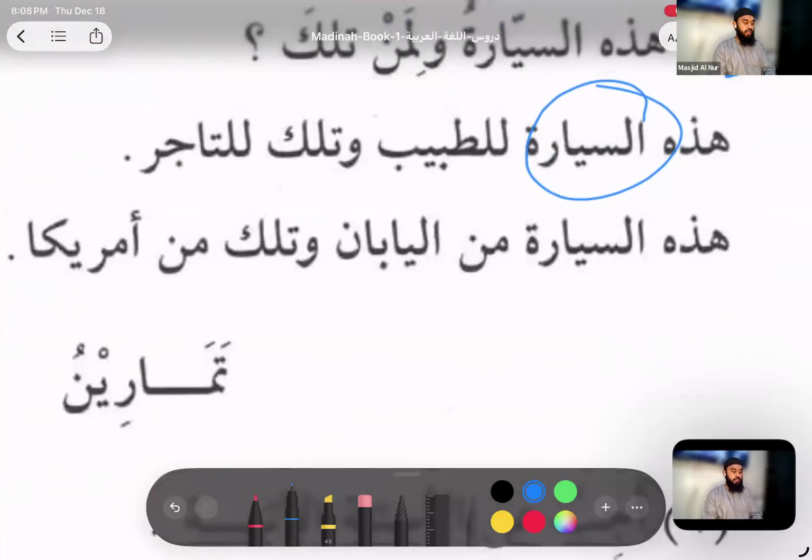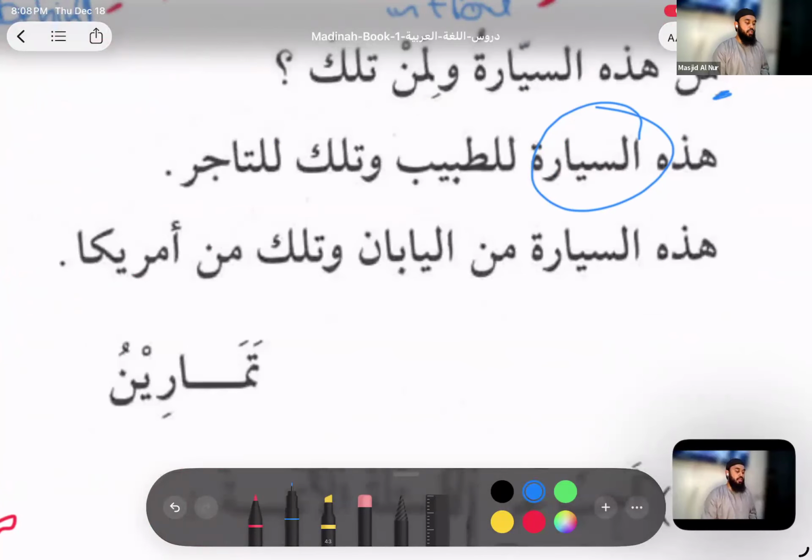Okay? Let me do the last one. هذه السيارة من اليابان وتلك من أمريكا. This is a Toyota and that is a GMC. I'm not translating literally, but this is a Japanese car. هذه السيارة من اليابان. This car is from Japan. وتلك من أمريكا. And that is from America. American car versus a Japanese car. You see that? هذه السيارة من اليابان. This car is from Japan. وتلك, and that is from America. We see this, brothers and sisters?